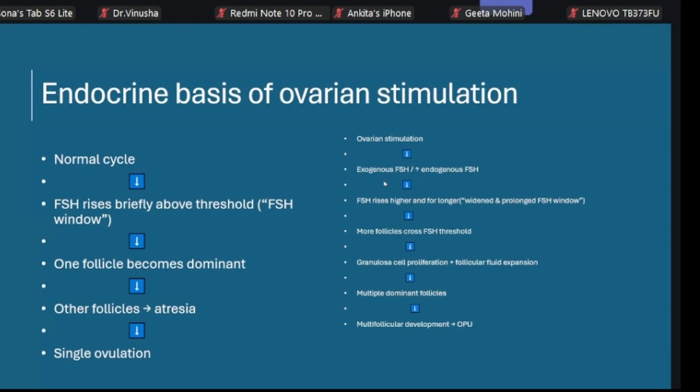So what we do in IVF is we try to prolong the FSH window. How do we do that? We give exogenous gonadotropins in the form of FSH and LH. We give FSH exogenously, and so we prolong the FSH window. All the antral follicles get exposed to a higher amount of FSH for a longer period, so that all the follicles get recruited. More and more follicles will cross this FSH threshold, leading to selection of multiple dominant follicles and multifollicular development.